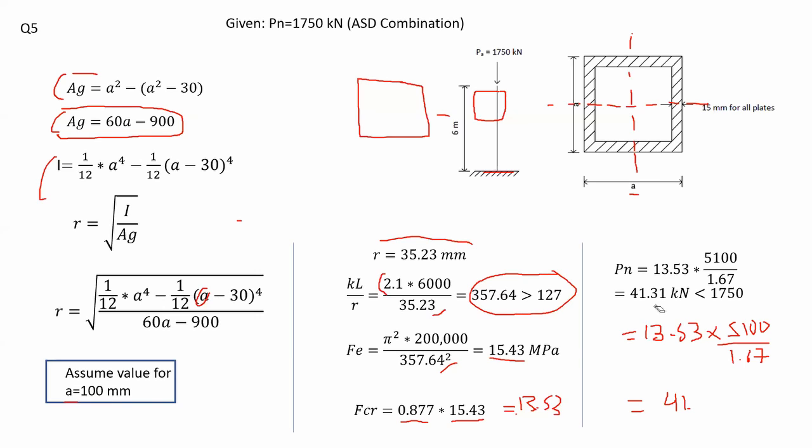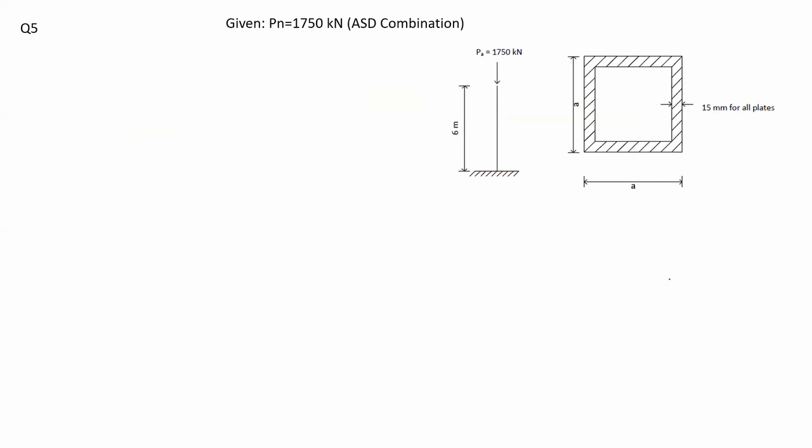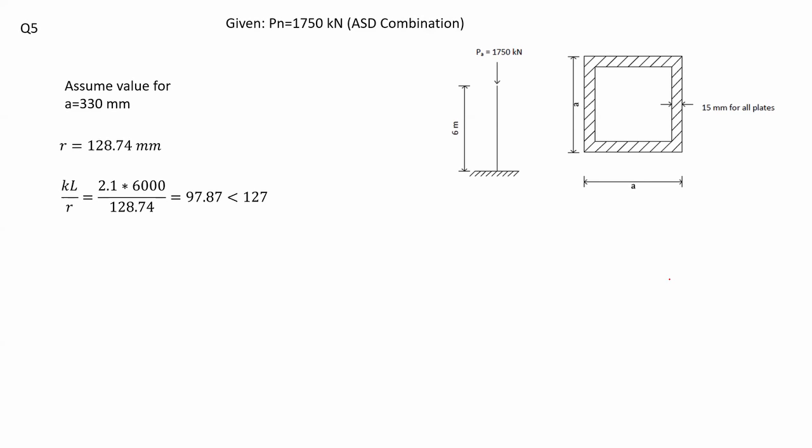Now 41 kilonewton capacity is lower than 1,750. So I have to increase my value for A. Now, if we check another value for A, now we assume, for example, 330 millimeters and calculate again R based on our equation we found previously. You get 128 millimeters. Check for KL over R, 2.1, 6,000 the length divided by R. Now 97 is less than 127. So that decides which FCR equation that you're using.